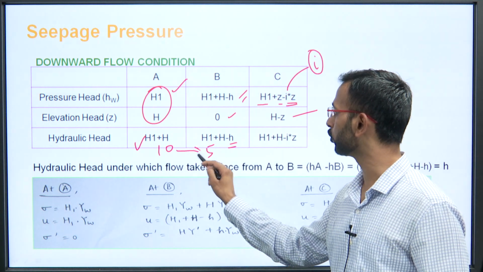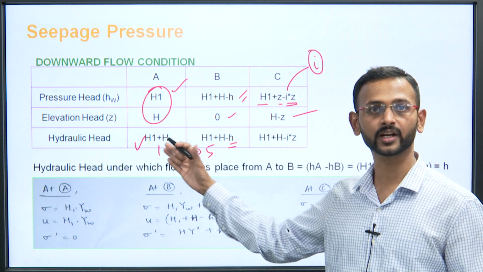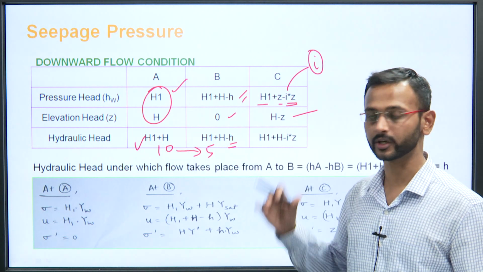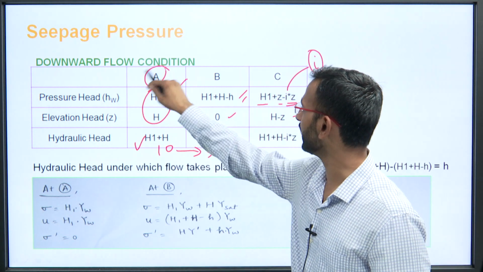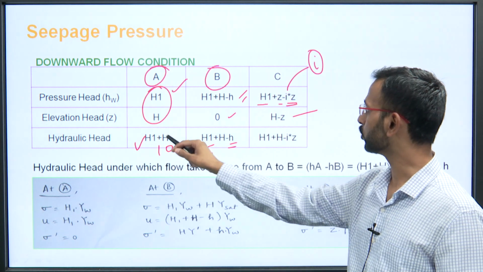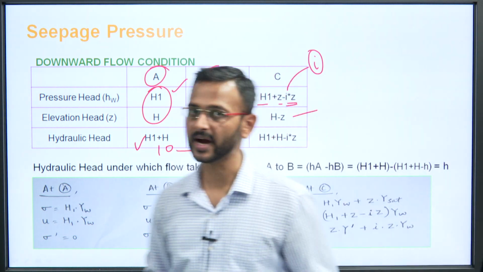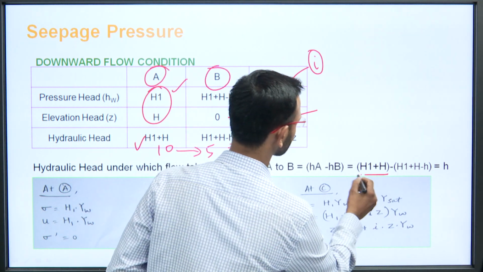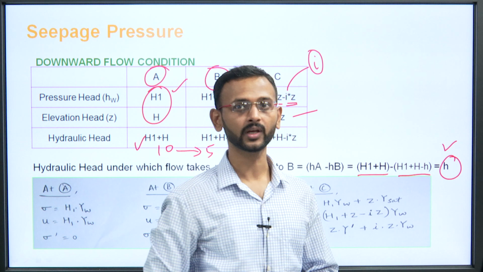So, the water will flow from this to this direction, it is also shown here. So, the water flows from the higher direction, higher energy to lower energy here. So, the hydraulic head under which the flow takes place is between this A and between this B. So, h1 plus h minus this h1 plus h minus h. So, when we subtract these two things, we get the hydraulic head under which the flow takes place to be small h.